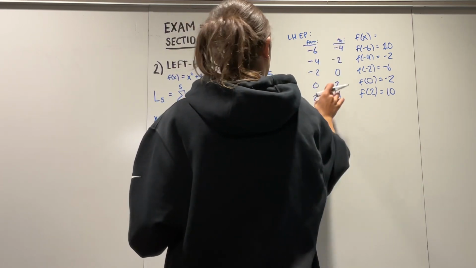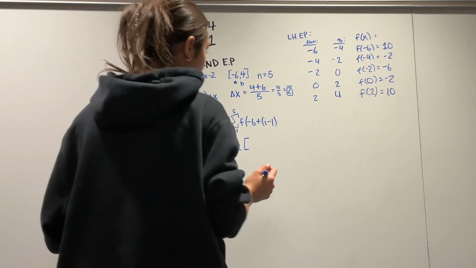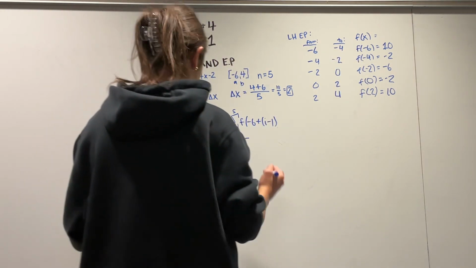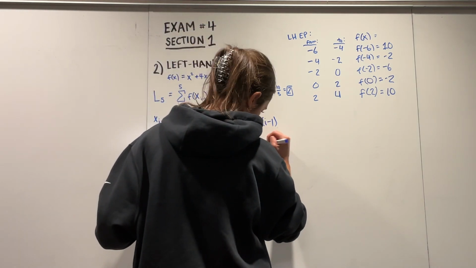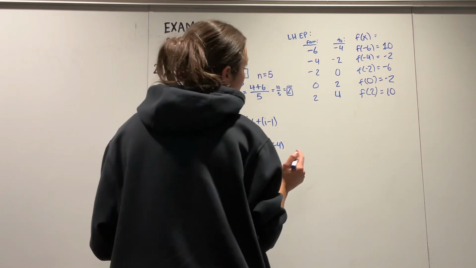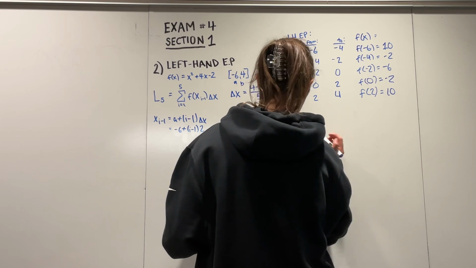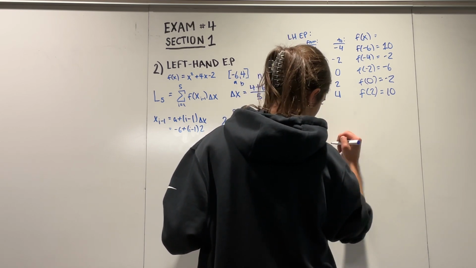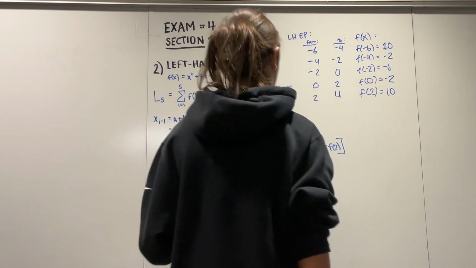Now we're going to start filling out because now we know from and where it's going to and how big it is because of the delta x. So we're basically just going to do all of these values added together to get the area. So f of -6 plus f of -4, and then it's going to be plus f of -2 plus f of 0 plus f of 2. And that's going to give us our area.